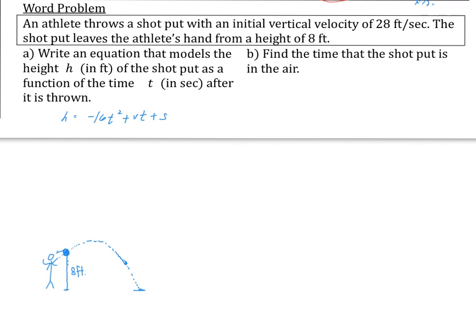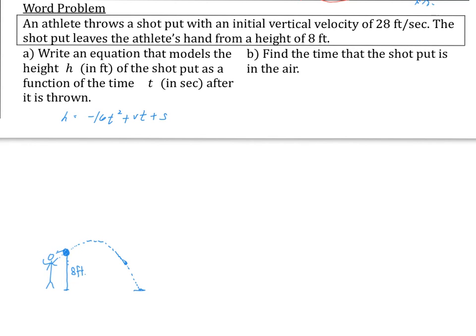Okay, for this word problem, an athlete throws a shot put with an initial vertical velocity of 28 feet per second. The shot put leaves the athlete's hand from a height of 8 feet. So basically, a shot put is a very heavy, spherical ball, and it's a kind of track event where you have to throw that heavy ball as far as you can.